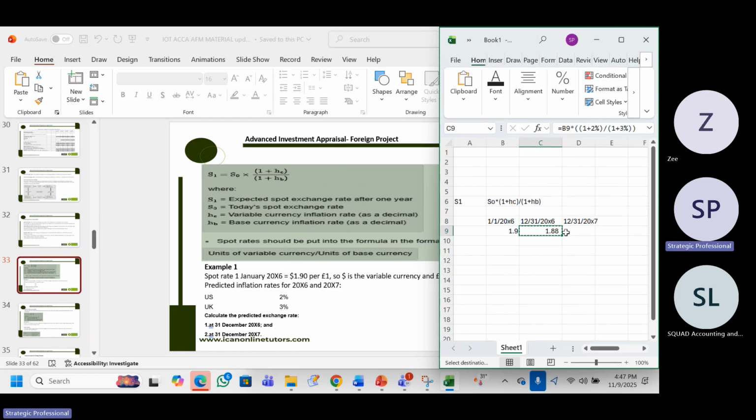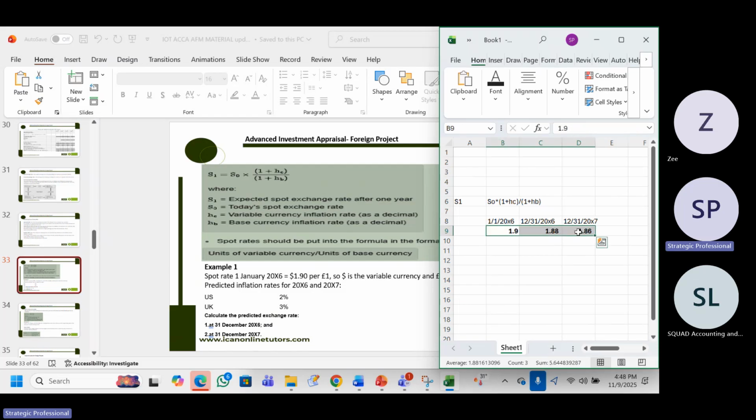So what do I need to do? I just need to copy this and use it again. Bring it here. This will not be the new spot; the 20x6 one will be the new spot. Please don't make the mistake of using this 1.9. You know, exchange rate moves. Spot means immediate delivery. So when you are calculating for 20x7, you are using 20x6 as the new spot, which is the current immediate delivery exchange rate.